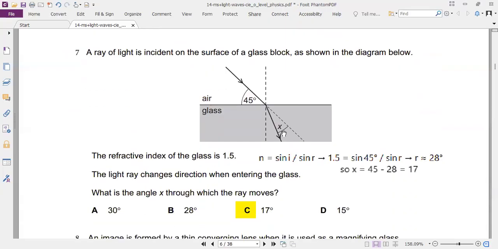A tricky question, we have to calculate X. We don't have to calculate the angle of refraction, but we need the angle of reflection. So we use this to find the angle of reflection, which is 28. And then we know that because this is a straight line, with vertically opposite angles, this will also be 45 because this will be 45 and this is 90. So from 45, we take away 28, that gives us 17.